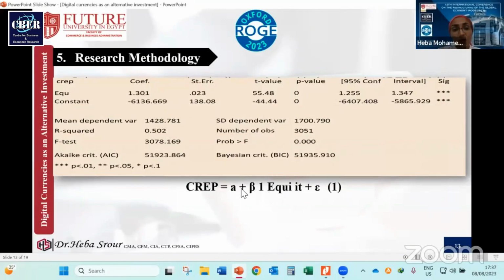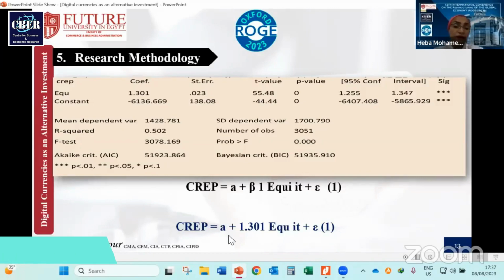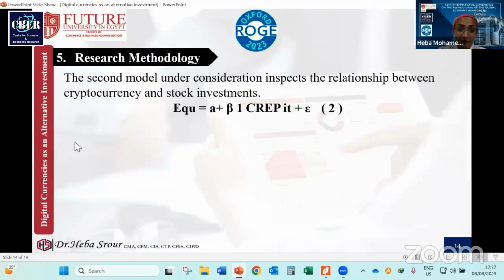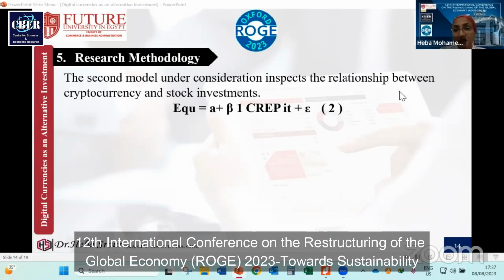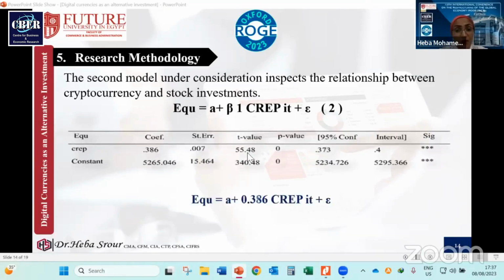After testing this model, we find that for every 1 point change in stock market index, cryptocurrency will change by 1.3 points. The second model under consideration inspects the relationship between cryptocurrency and the stock investment. And after testing the model, we find that change in cryptocurrency prices affect stock market by 0.38, about 0.4%.